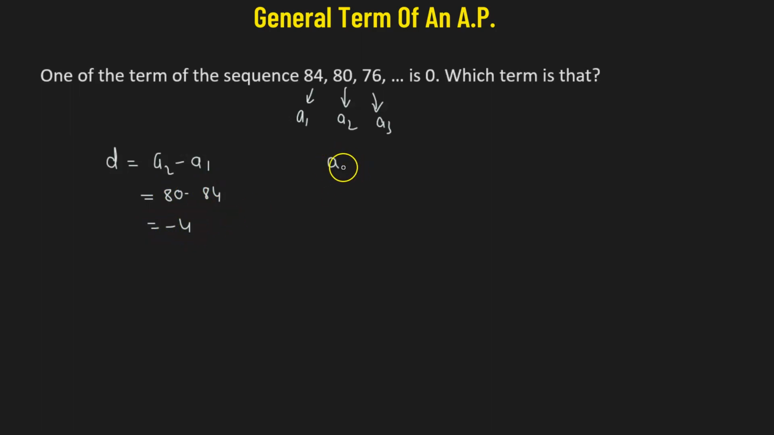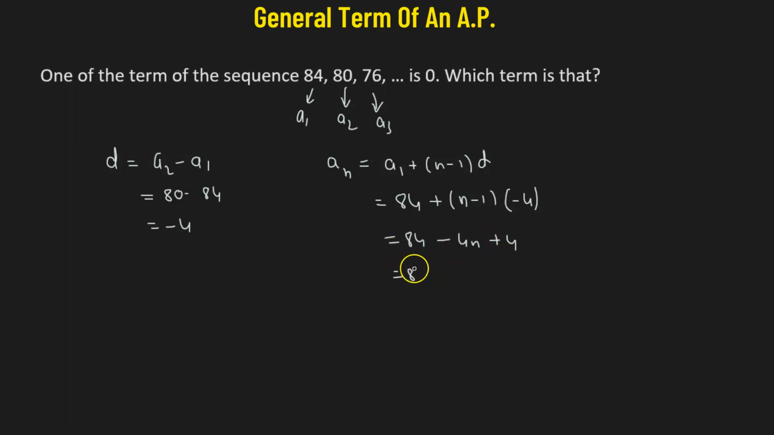Now, the nth term of the sequence is going to be given by the first term plus n minus 1 times the common difference, d. Our first term is 84, so this will get added to n minus 1 times the common difference, negative 4. So we have 84 minus 4n plus 4, or simply 88 minus 4n. So this is the nth term.